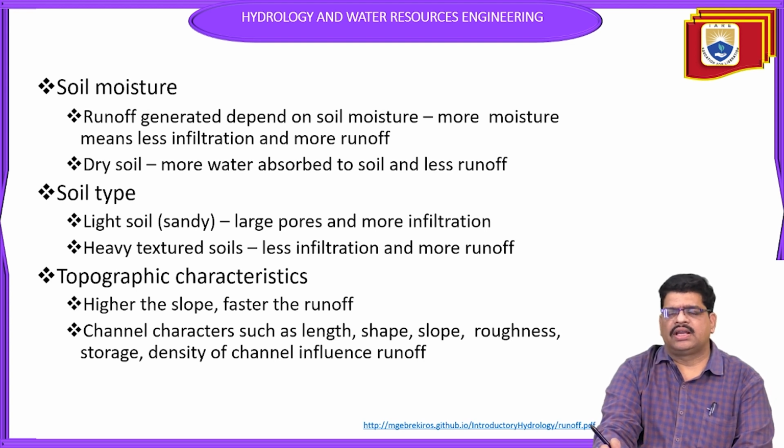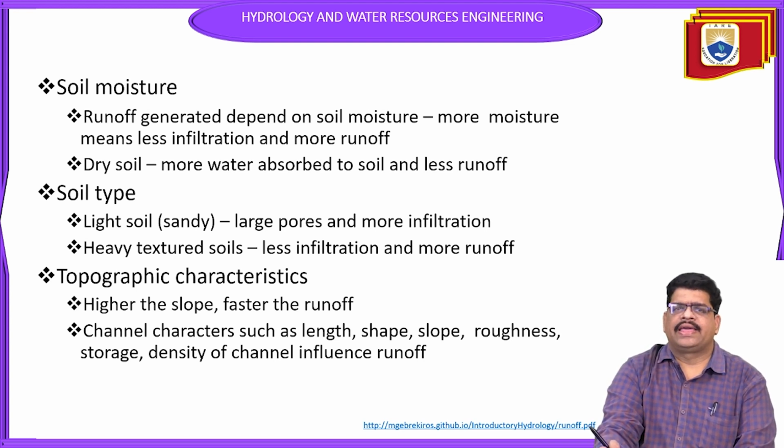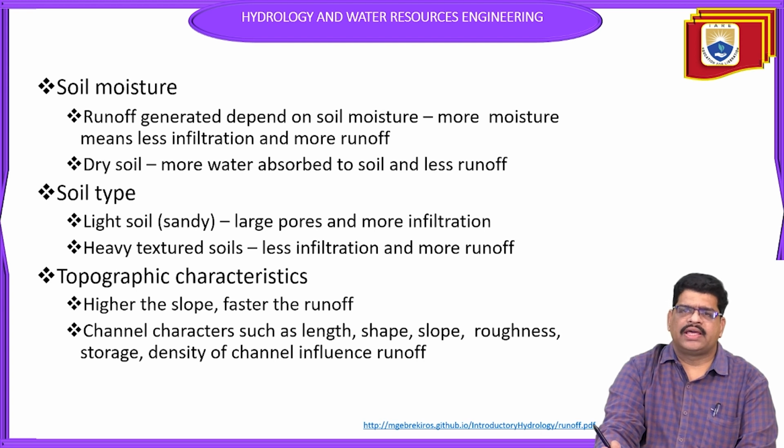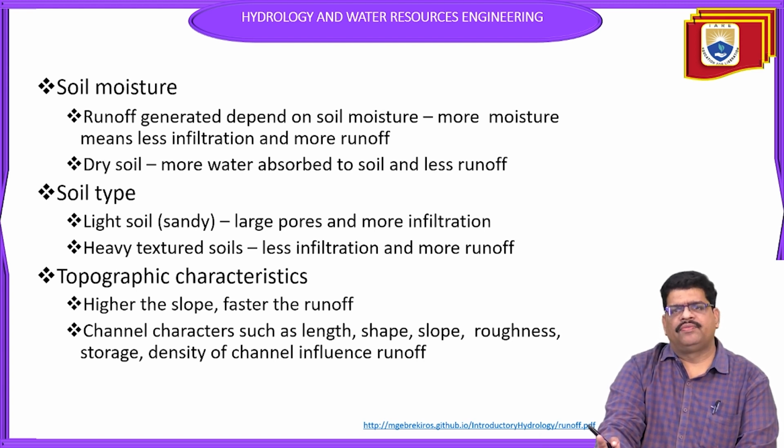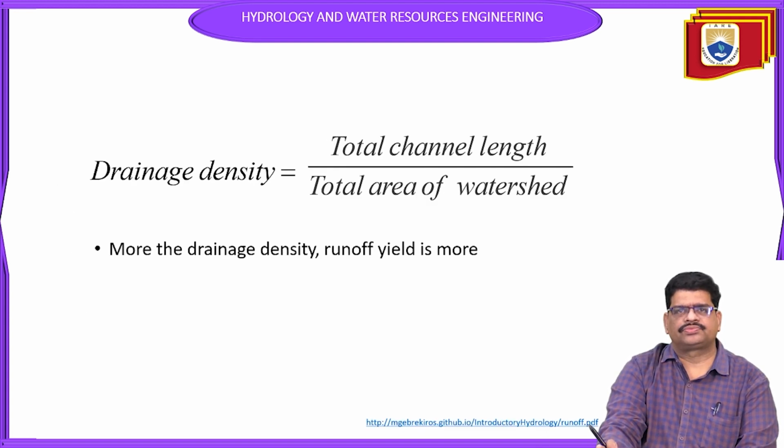Next are the topographical characters. Topographical characters mean that the higher the slope, the faster the runoff. The channel characteristics, such as length, shape, slope, roughness, and storage density, are also influenced by such topographical characteristics. Here we also discussed soil type and how soil moisture can be affected. Soil types and topographical characters also affect the runoff.